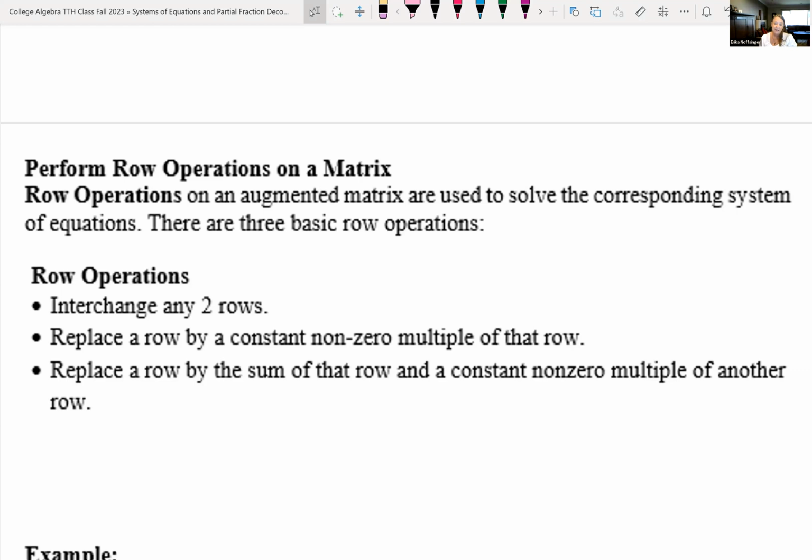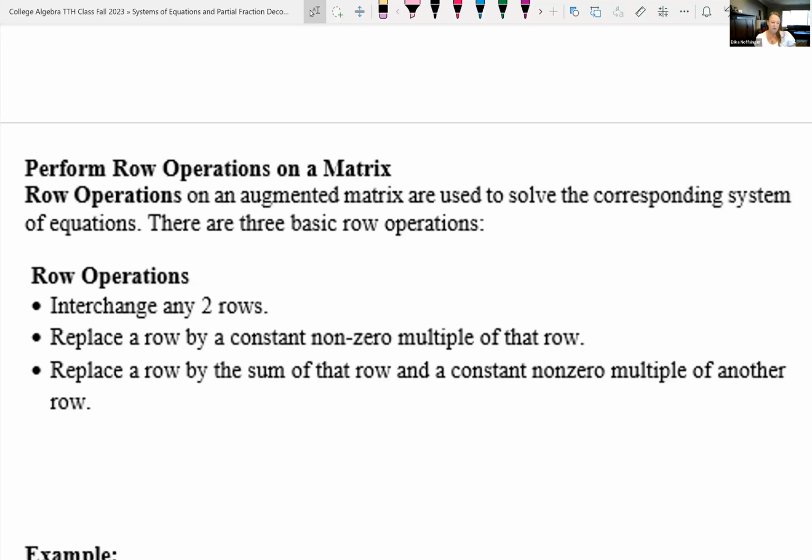We can replace a row by a constant non-zero multiple of that row. So basically we can take a whole row and multiply it by a non-zero number. It just can't be 0. So any number that's not 0, and then replace it. Or we can replace a row by the sum of that row and a constant non-zero multiple of another row.